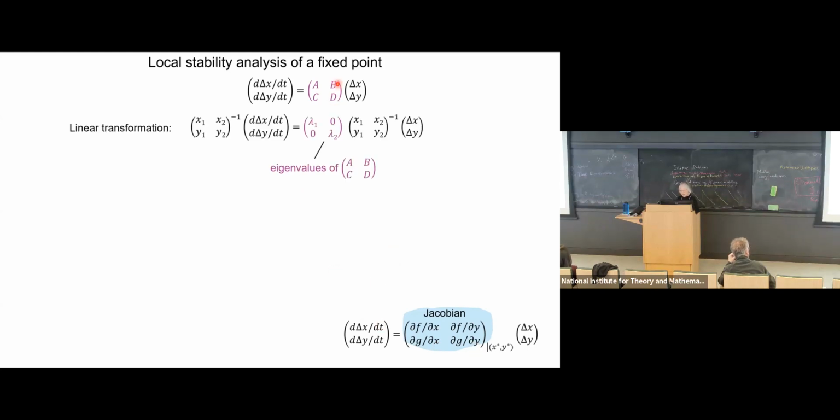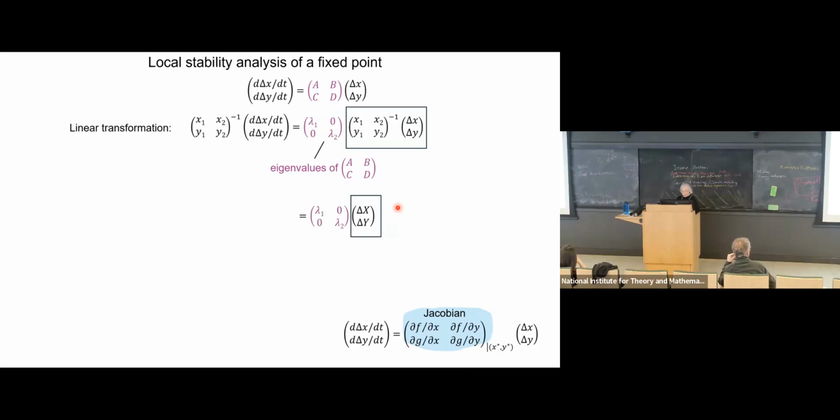And so we can, in fact, do a linear transformation, so that we transform this to this. Lambda 1 and lambda 2 are the eigenvalues of this matrix, which is the Jacobian evaluated at the fixed point of interest, and those are the eigenvectors associated with the eigenvalues. It's actually not that important for the purpose of this talk. So we can transform to some different variables, which we call uppercase delta big X and delta big Y.